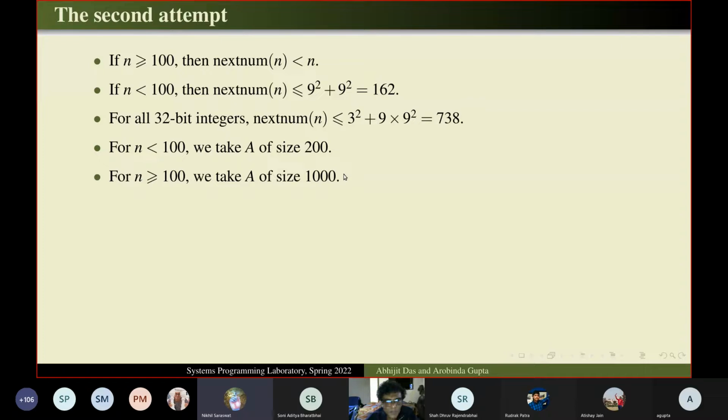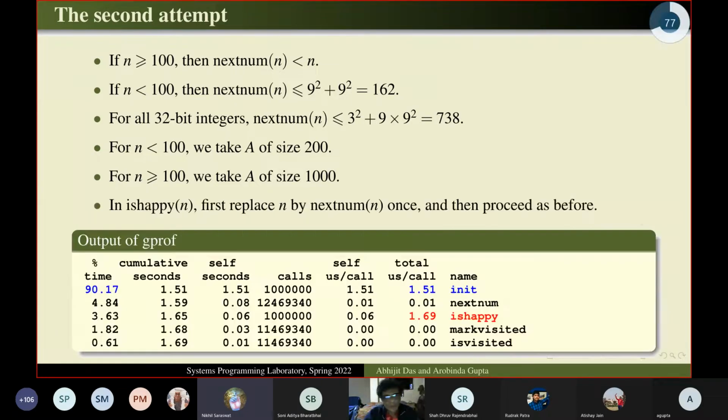And what I will do before calling ishappy n, I will first make one iteration of next number and feed that to n. First replace by this so that it is significantly reduced, and then just call ishappy n. So this is a fairly straightforward attempt to improve upon the previous code.